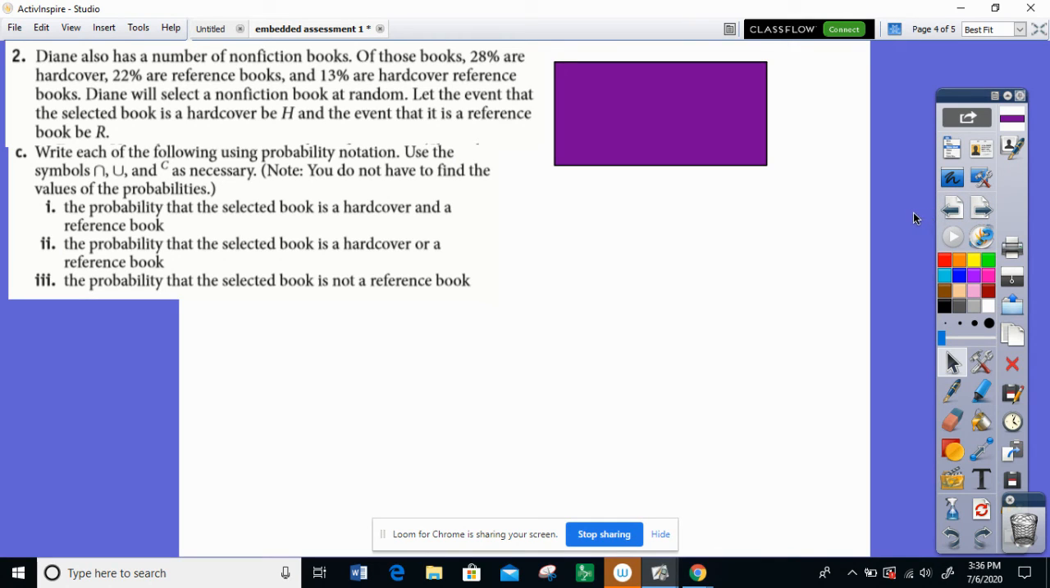All right, number 2C. So write each of the following using probability notation. Use the symbols. So let's go over what these symbols here mean really quickly. This upside down U is the intersection and it represents the AND. It represents the portion of the Venn diagram that contains both circles. So that's an upside down U. You can see that kind of looks like an N, just like N is the second letter there of intersection.